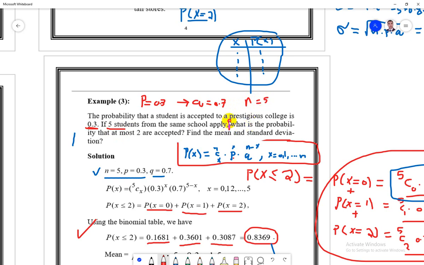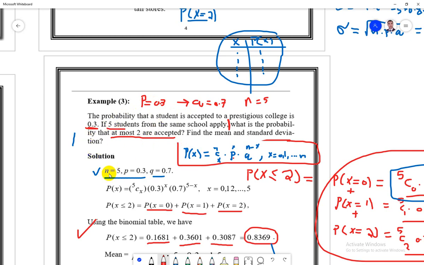And the question, exactly, what is the probability that at most two are accepted? That is question A. Question B, find the mean and standard deviation. First, that is binomial. Why? Because you have P given for you and n, and all the conditions for the binomial distribution are satisfied.